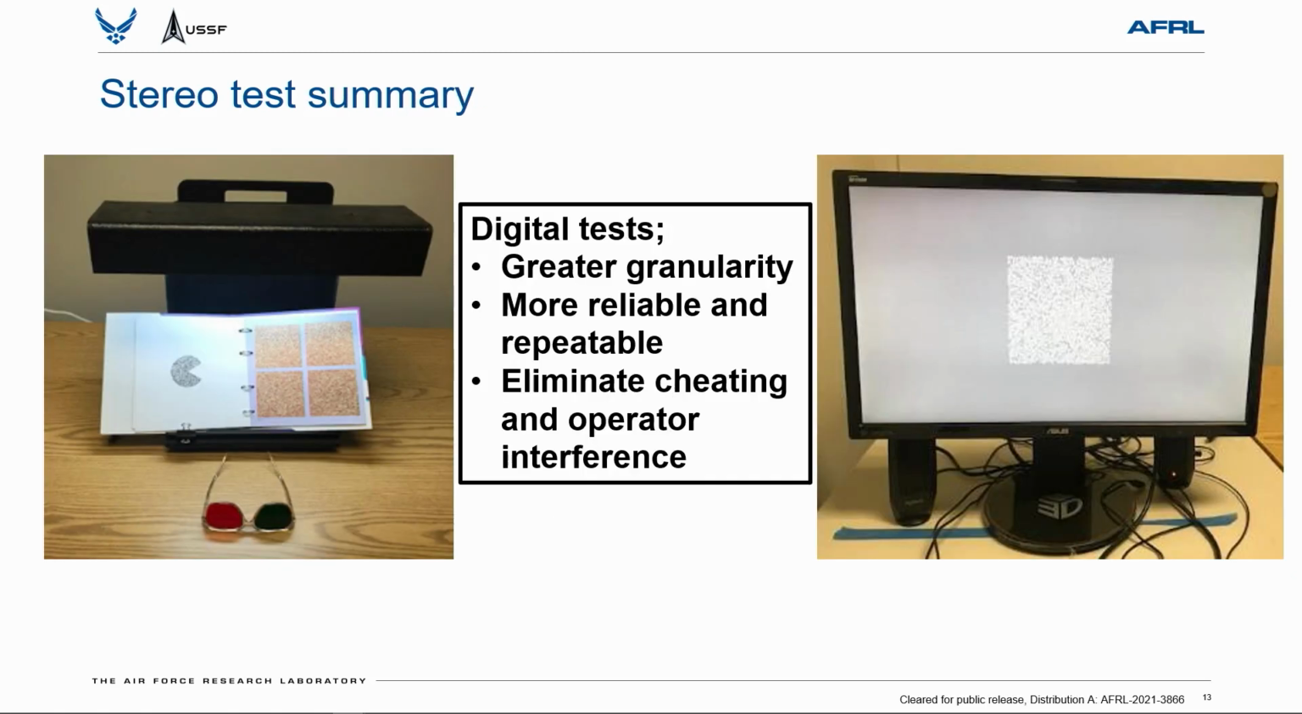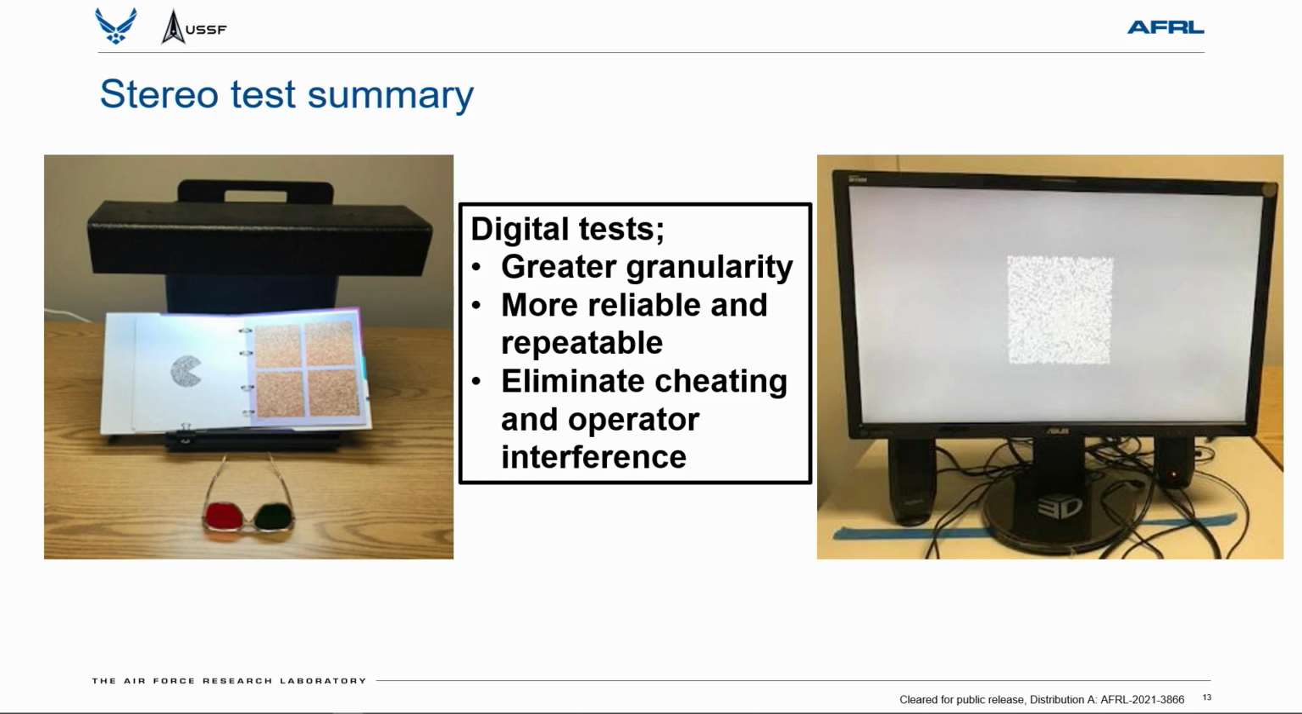So to summarize this part of the research, digital tests give us greater granularity, better definition of what an individual's stereo acuity is. They are more reliable and repeatable, they eliminate cheating, and they don't give you any operator interference. And they can also measure to threshold.